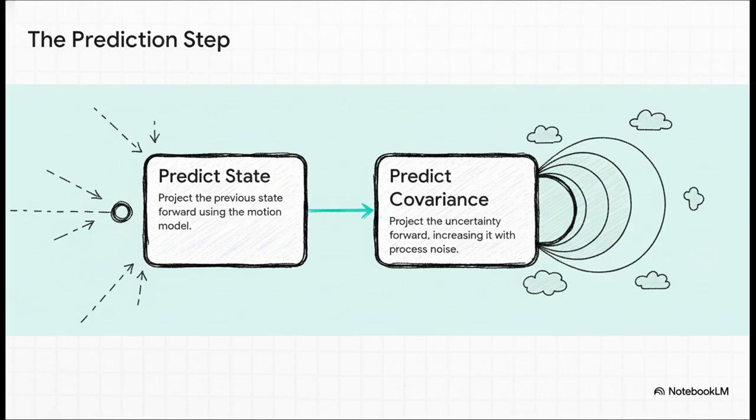And hey, look familiar? There's our magic sandwich rule again, APA transpose. We're just taking our old uncertainty and projecting it forward. Then we add Q, the process noise. This is us basically saying, hey, moving around is a messy business, so I know I'm going to be a little more uncertain than I was before. So our uncertainty ellipse gets bigger.